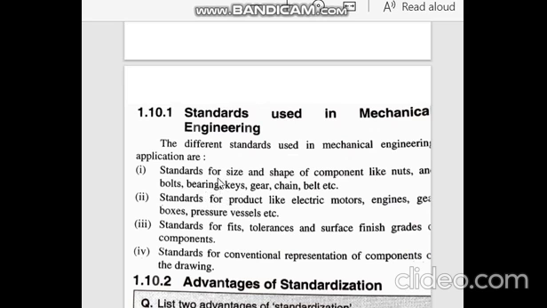Bearings are not all made by one company or one person. If different companies are making them, the variation will be so much that you will find it difficult. If one bearing is to be changed in a machine, it will be very difficult unless you follow standardization. Then keys, gears, chains, belts, etc. Then standards for products like electric motors, engines, gearboxes, pressure vessels, etc. All these things also follow standards.